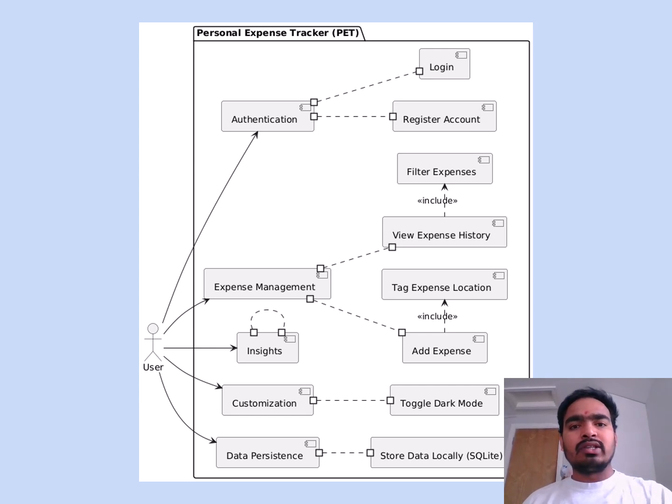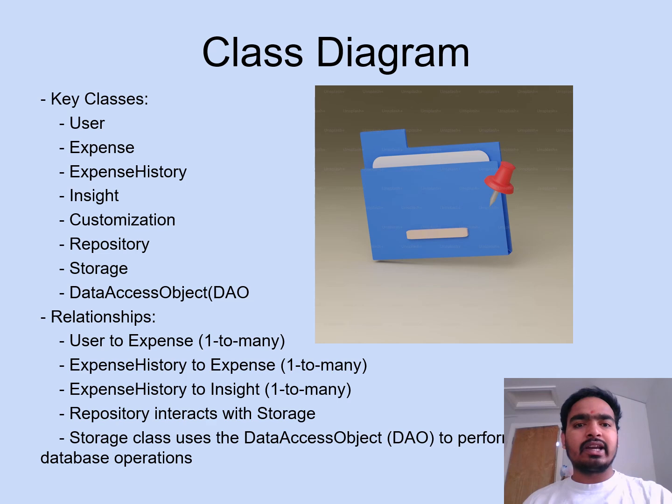This diagram outlines the main actors and use cases in the expense tracker app. The user is the primary actor interacting with features like registration, login, adding expenses, viewing history, generating insights, toggling dark mode, and storing data locally. Class diagram, key classes: user, expense history, insight, customization, repository, storage. On the relationships, user to expenses is one to many, expense history to insight is one to many, and repository and DAO handle SQLite operations for data management.